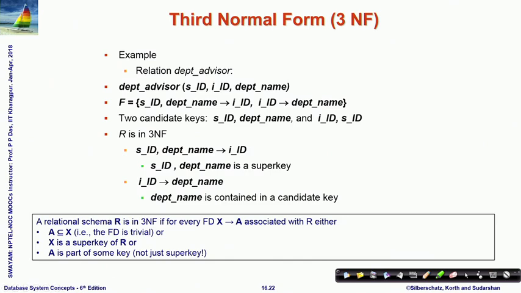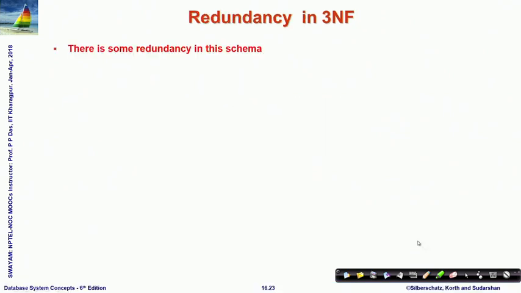There are other examples that you can go through, where I have taken the example of a student ID, the instructor ID and the department name, and I have shown what kind of problems you might get into. In this case, you can see that the relationship is in 3NF, because there are two candidate keys, and so this SID, department name is a super key, and this relationship is in the third normal form, because IID determining department name is contained in a candidate key. So, it is in 3NF due to the third condition that we have shown.